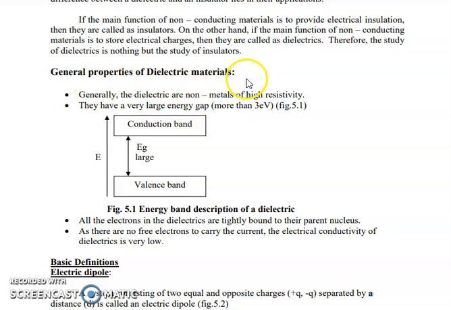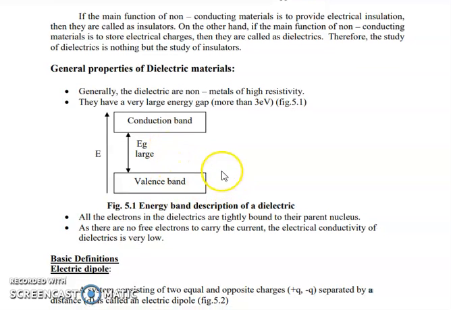General properties of dielectric materials. So we know that dielectric materials are insulating materials. So they are non-metals and they have high resistivity, meaning conductivity is very low. They have a very large energy gap, more than 3 eV. So the valence band is here, the conduction band is at the top. There is a large forbidden energy gap between the conduction band and the valence band.